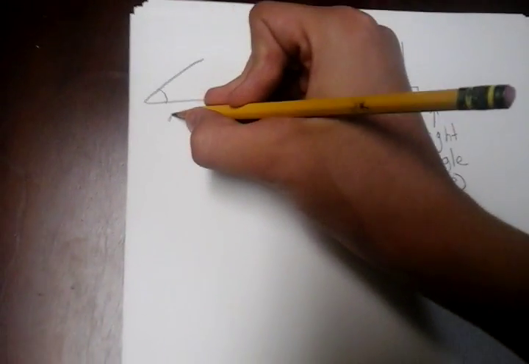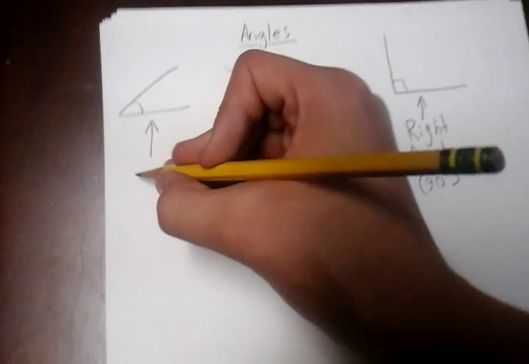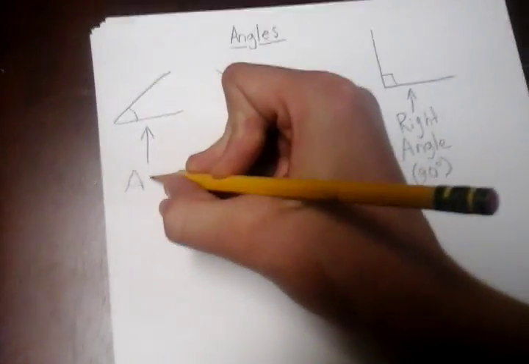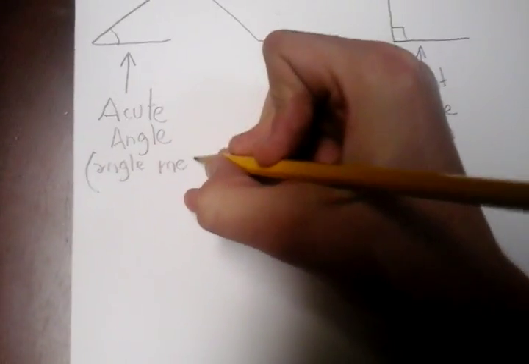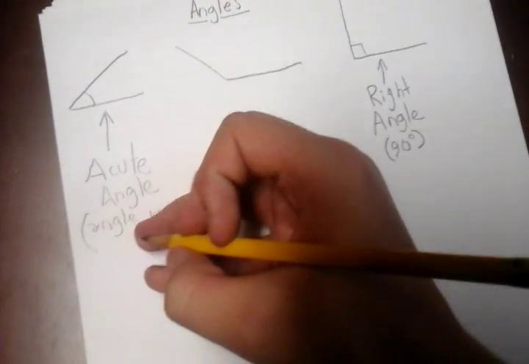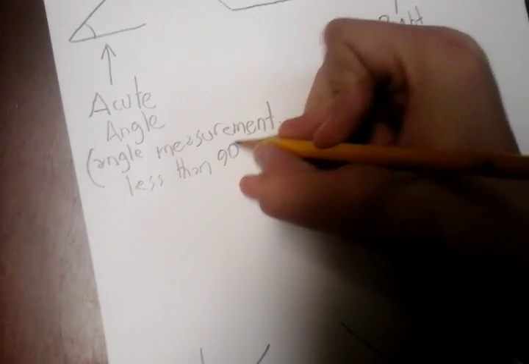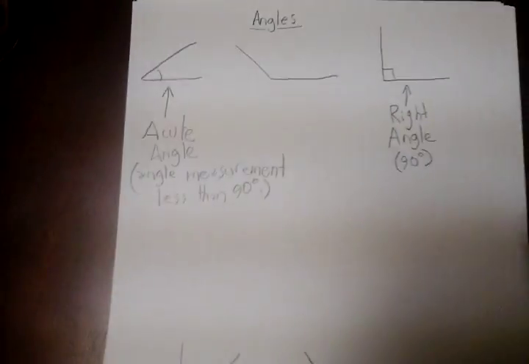So we put that right up here. And teachers, academic officials, let's call them that, call this an acute angle. So what is an acute angle? Well, an acute angle is essentially an angle measurement less than 90. Okay, so that's an acute angle.